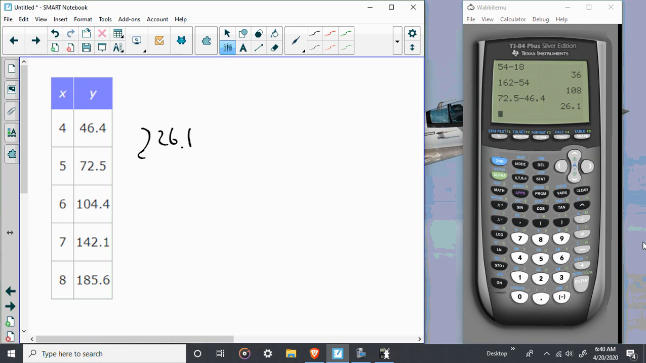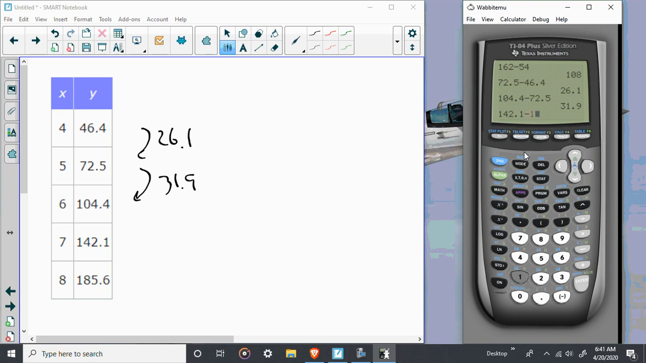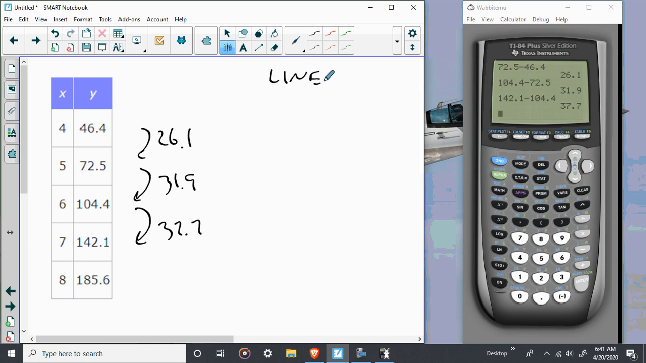Okay, over here again, what's 104 minus 72.5? 31.9. What's the difference here? 31.9. So again, nonlinear, right? First of all, nonlinear. And over here, what do we got? 142.1 minus 104.4, and that's going to give you 37.7. Okay, so linear is out.